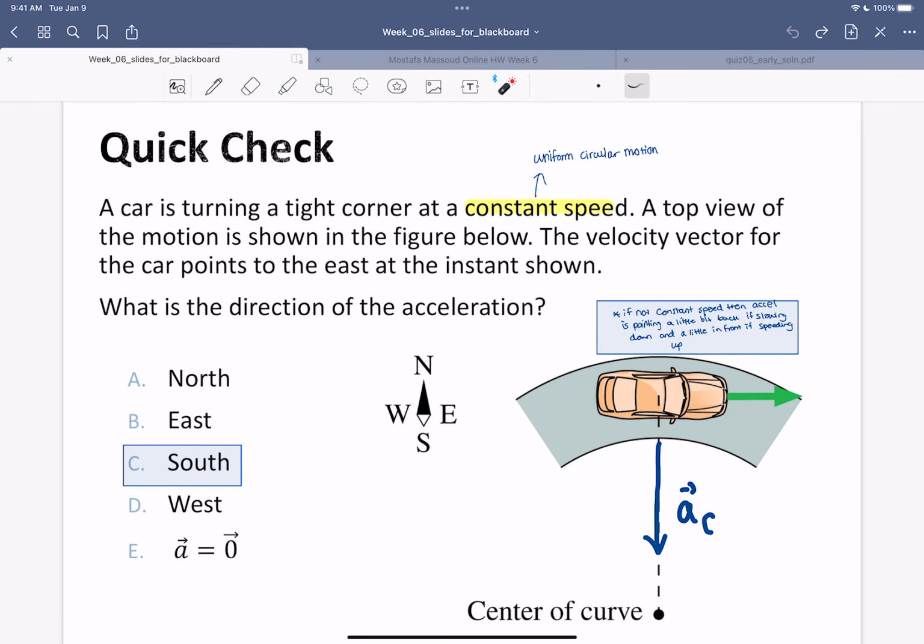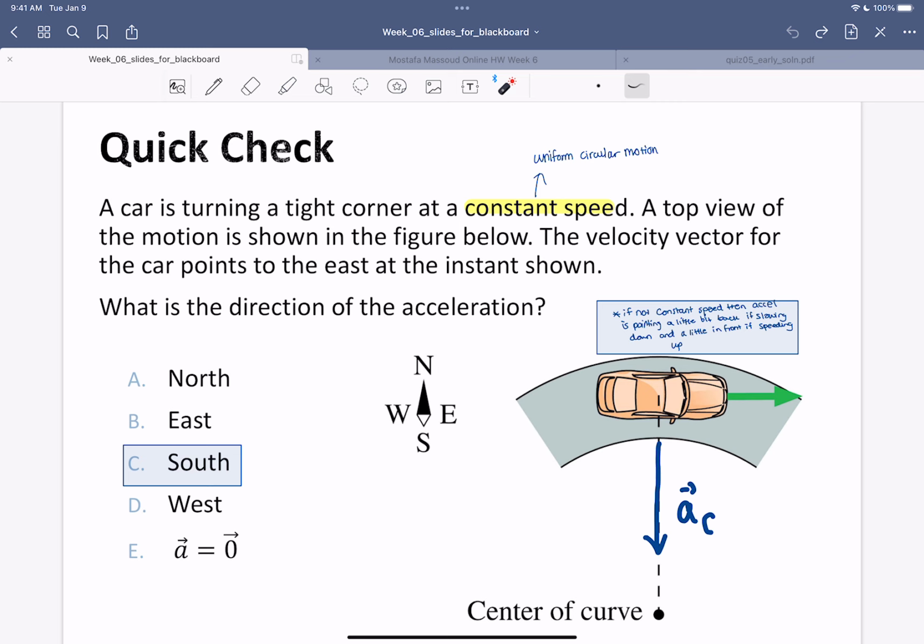Now, here's a quick example. Car is turning a tight corner, constant speed. So if we know constant speed, that means uniform circular motion. Top view of the motion is shown in the figure below. Velocity vector for the car points to the east, right? So we know, imagine this was our circle, right? Then velocity vector is tangent, right? So it's east here. Velocity vector for the car points east.